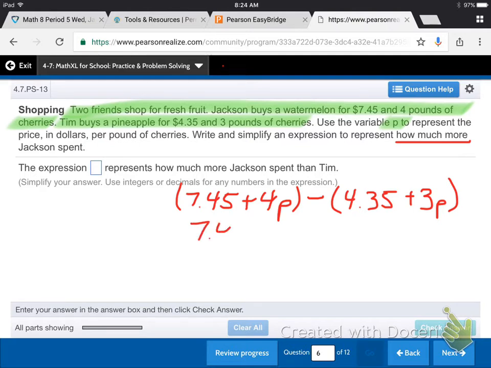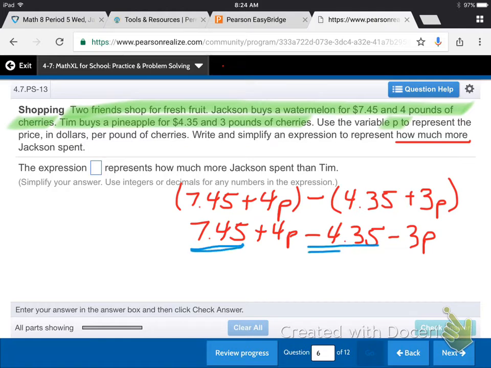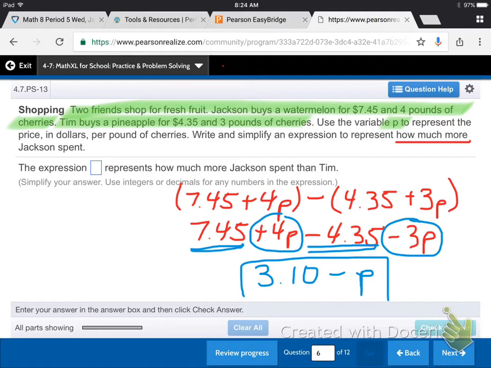So first we're going to take what's in the first parentheses and just write it down again. Then we're going to change the signs of everything that follows in the second set of parentheses. So since 4.35 is positive, it becomes negative. And since 3p is positive, it becomes negative. And let's look for our like terms. We have 7.45, take away 4.35, and we have positive 4p, take away 3p. So 7.45 minus 4.35, you can do a little scratch math, but that is going to give you $3.10. And 4p take away 3p is 1p. And there you have your answer, just like that.